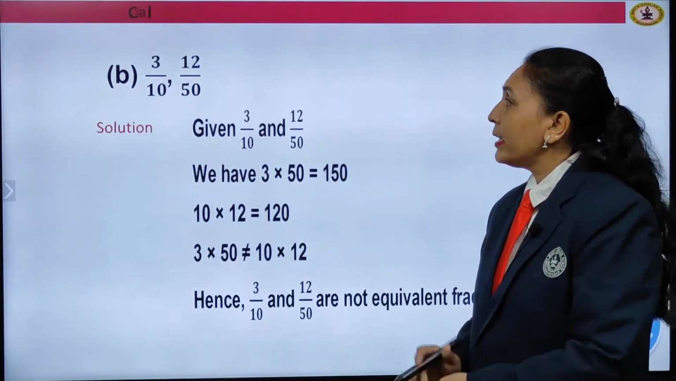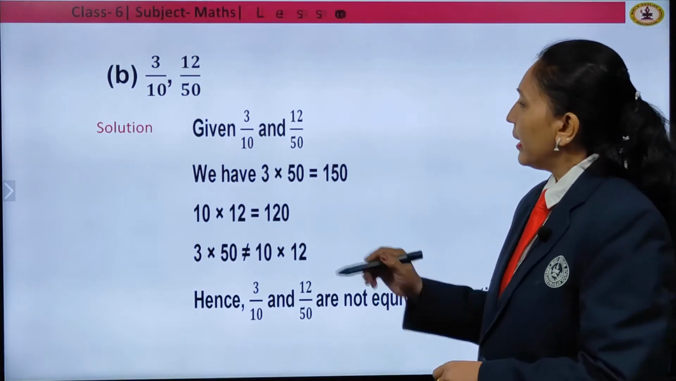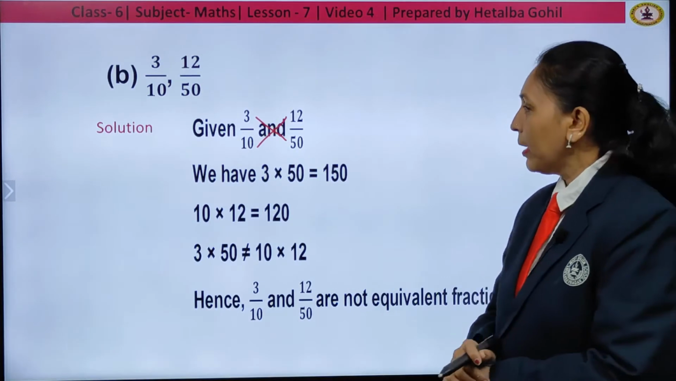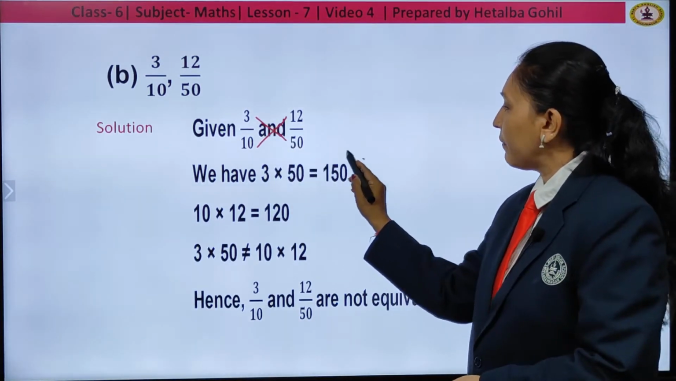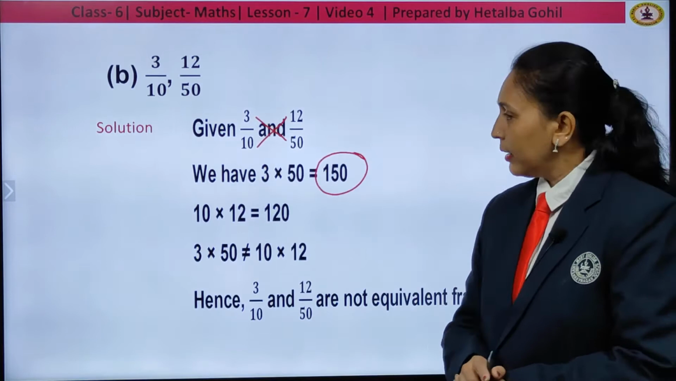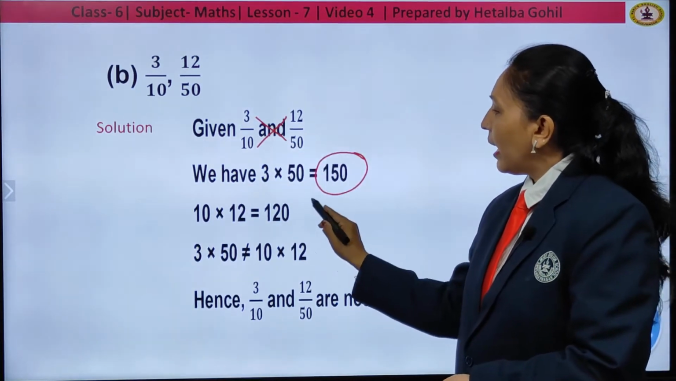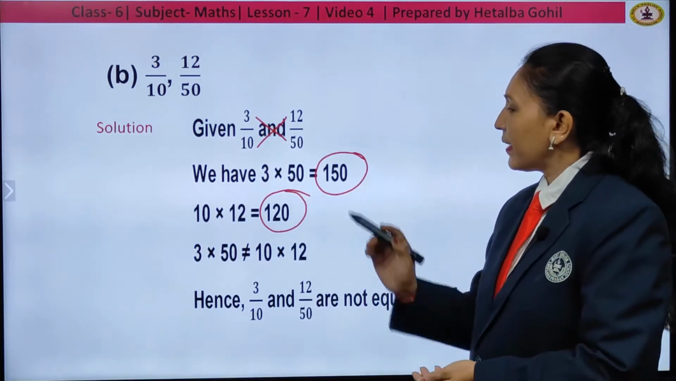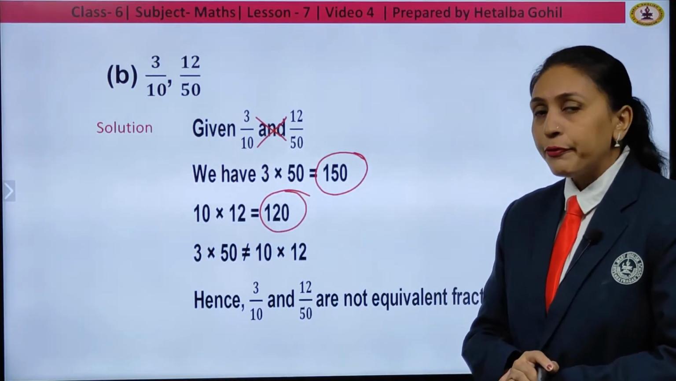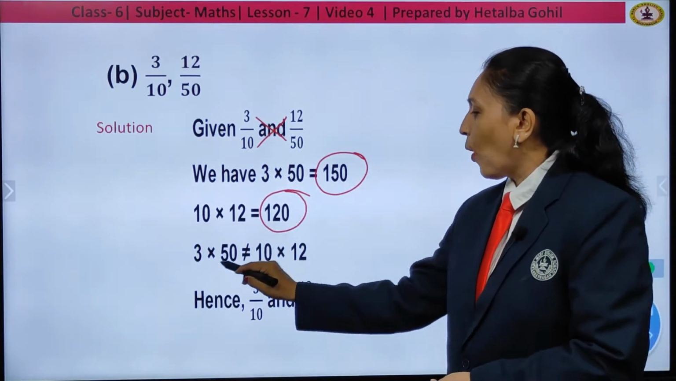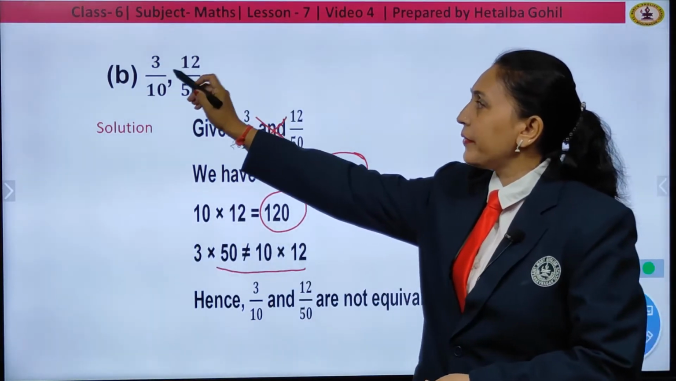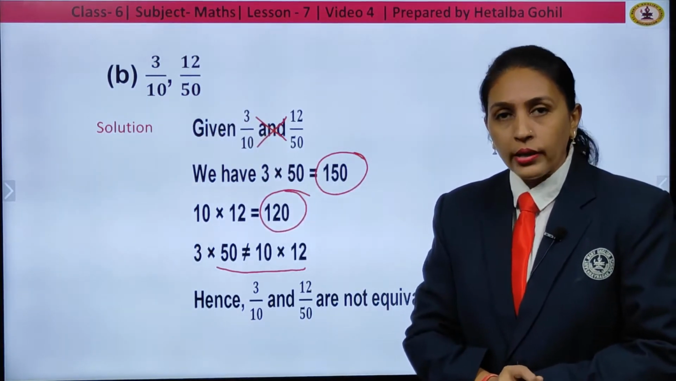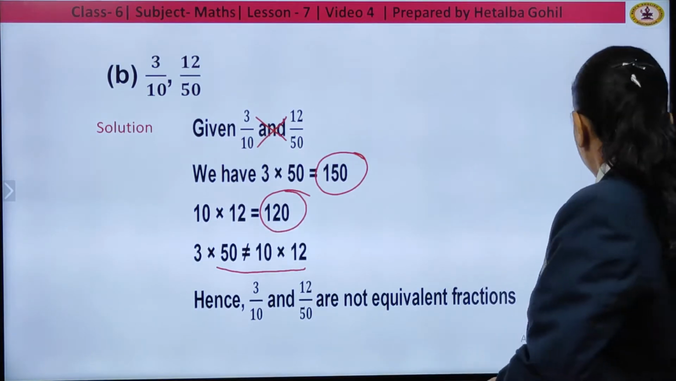3 upon 10 and 12 by 50. Children, here let us cross multiply the numbers and see whether the values of both are the same. So multiplying 3 into 50, we get 150. Multiplying 10 and 12, I get 120. Children, here both the answers we got are different. That means they are not equal to one another. That means the given fractions 3 upon 10 and 12 upon 50 are not equivalent to each other.